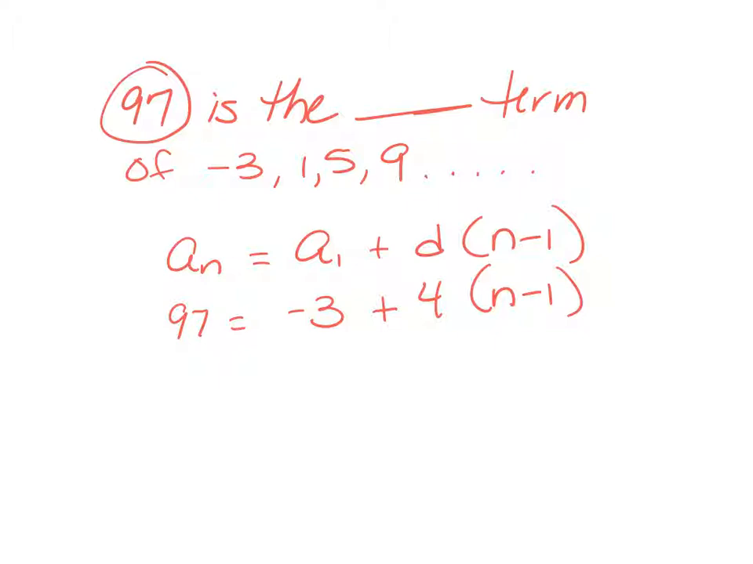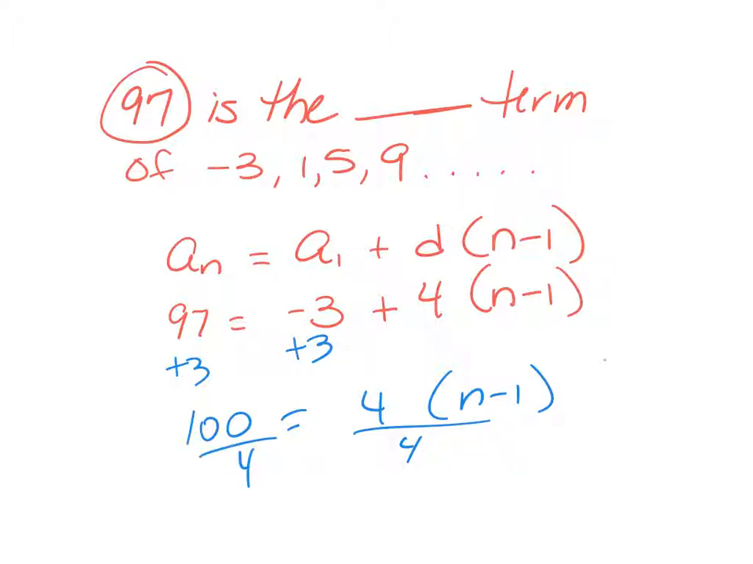We don't know n. So here we have to do a little bit more math, but it's not any math you haven't seen. If I add 3 to both sides, I get 100 equals 4 times (n minus 1). And if I divide by 4, you can multiply that 4 in and do it the long way, but you can divide by 4. And you get 25 equals n minus 1, then add 1. 26 is n. So 97 is the 26th term of that series or sequence.